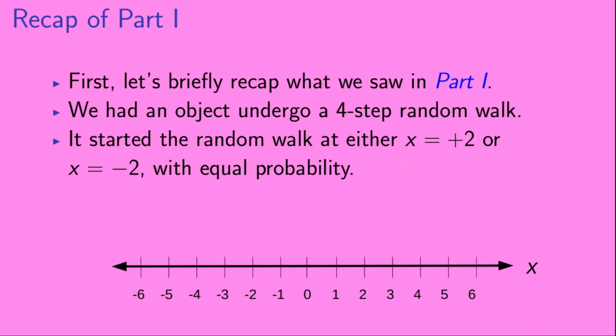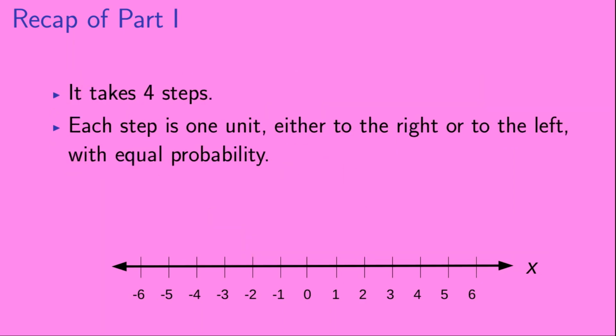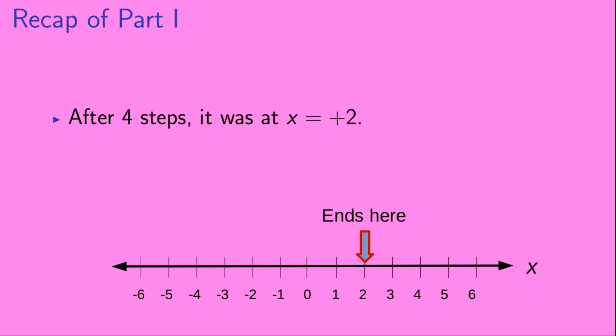First, let's briefly recap what we saw in Part 1. We had an object undergo a four-step random walk. It started the random walk at either x equals plus 2 or x equals minus 2, with equal probability. It takes four steps. Each step is one unit, either to the right or to the left, with equal probability. After four steps, it was at x equals plus 2.